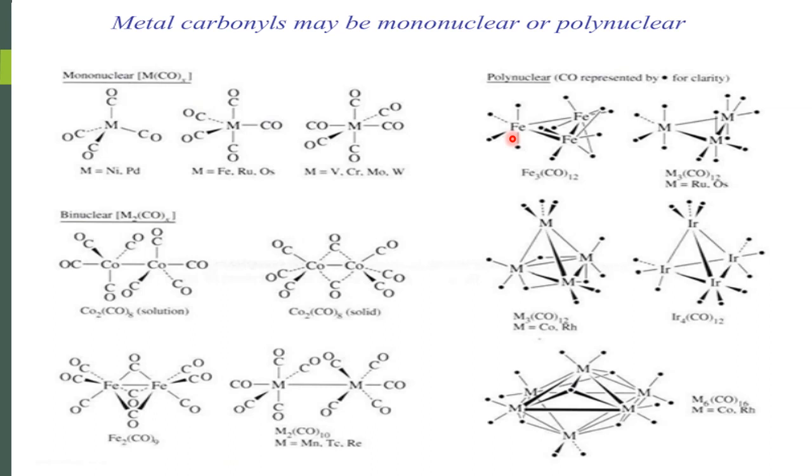Polynuclear means there are more than two metal centers. So there are three iron centers here. Metals such as ruthenium and osmium are given here, and similarly cobalt, rhodium, and iridium, and a few other examples with cobalt and rhodium. So these are a few examples of metal carbonyls: mononuclear, binuclear, and polynuclear.